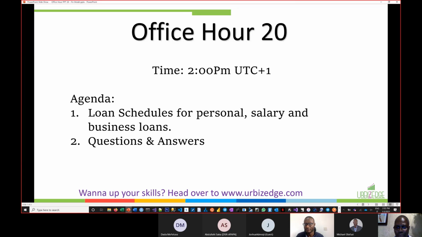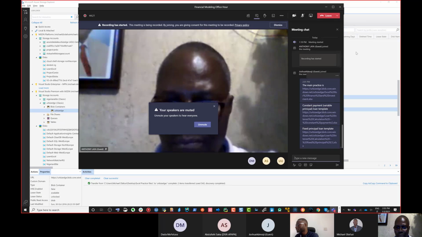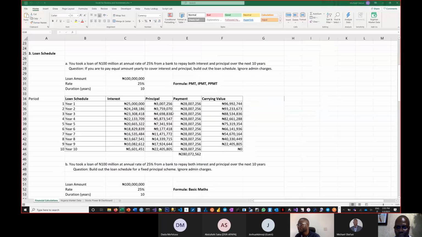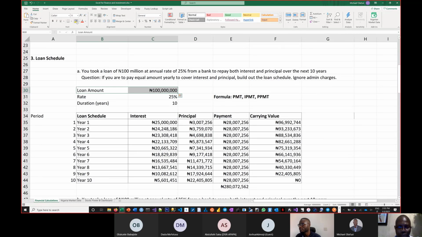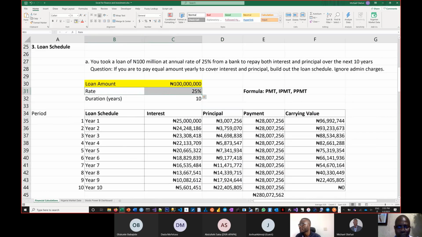I'm going to switch my screen back to the title of today's agenda. Loan schedules for salary, personal, and business loans. Typically, whenever you want to take a loan, this is that main practice file I've shared, the Excel for finance and investment file. There are some very important aspects of every loan: the amount you want to borrow, the rate that is being applied, and ultimately the duration for which the loan is being lent to you.